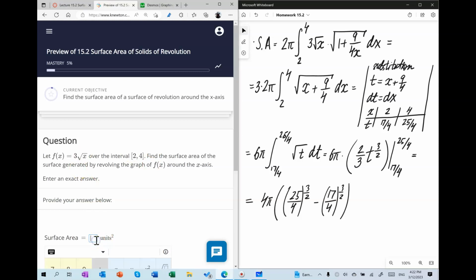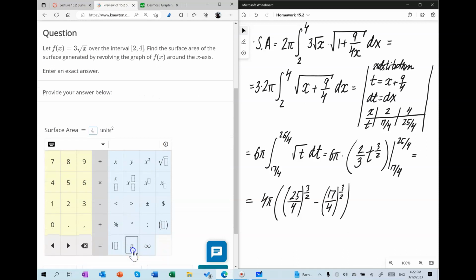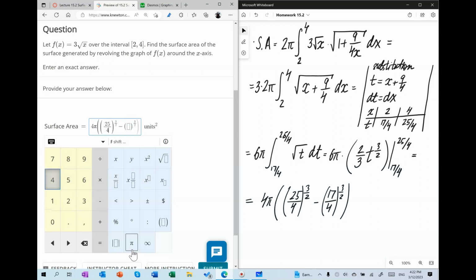Let's just enter the answer. We have 4 pi, and I'm going to enter this giant parentheses. We have to the power 3/2 here and here, but here we have 25/4, and here we have 17/4.